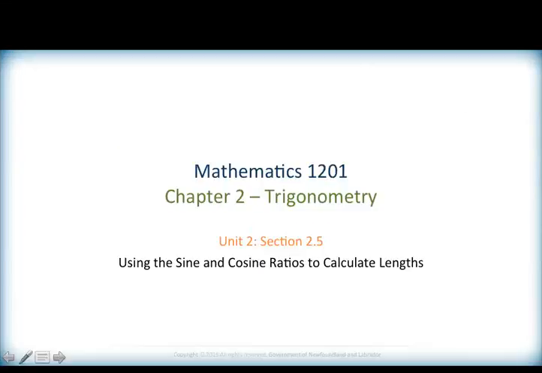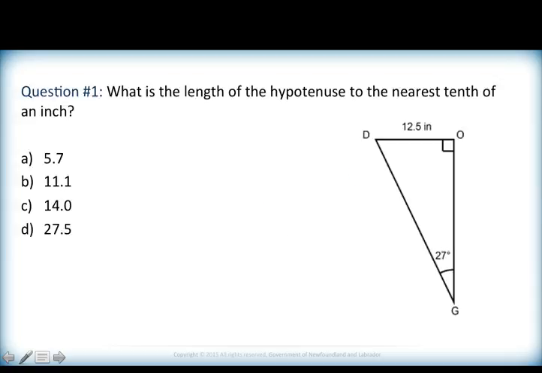In this lesson, we will cover questions from Unit 2, Section 2.5, using the sine and cosine ratios to calculate lengths. Question 1. What is the length of the hypotenuse to the nearest tenth of an inch?